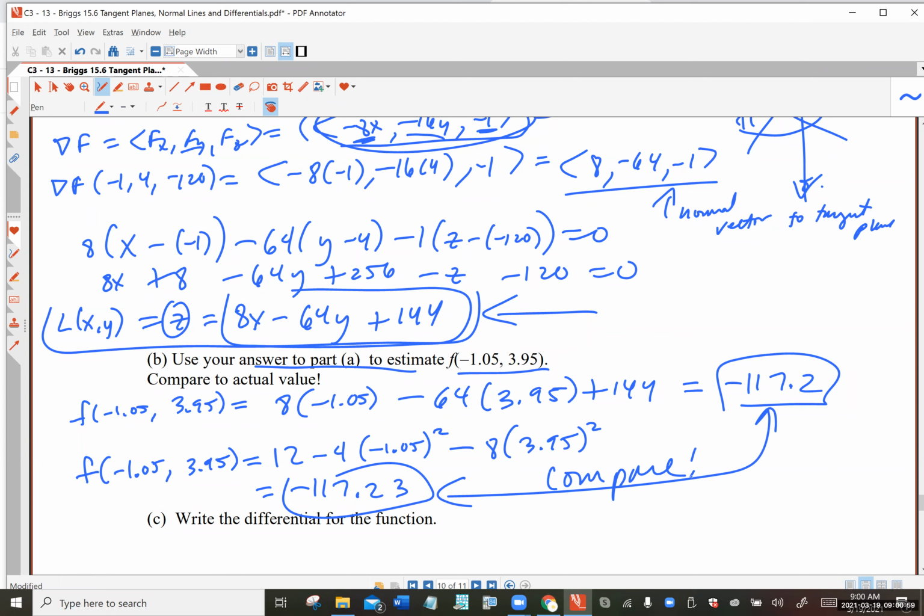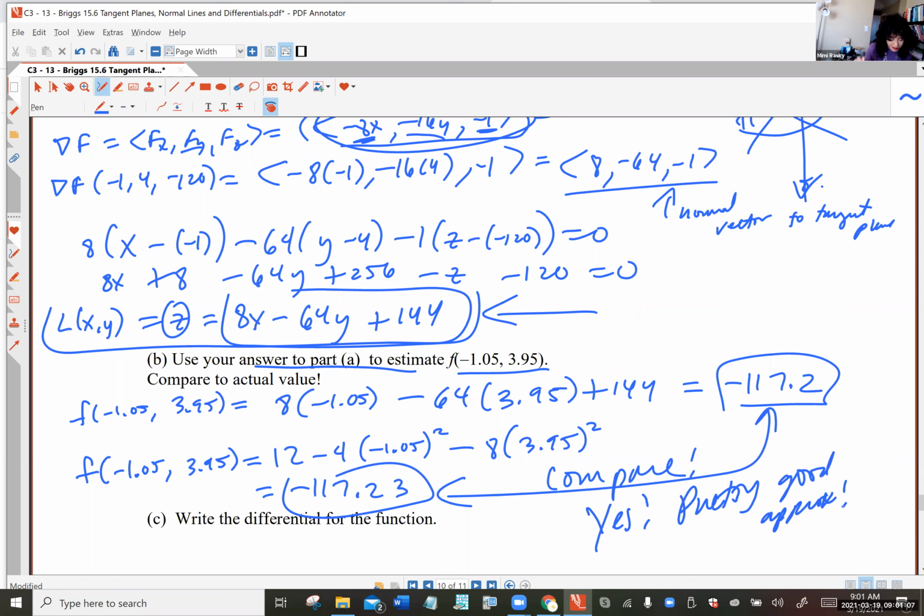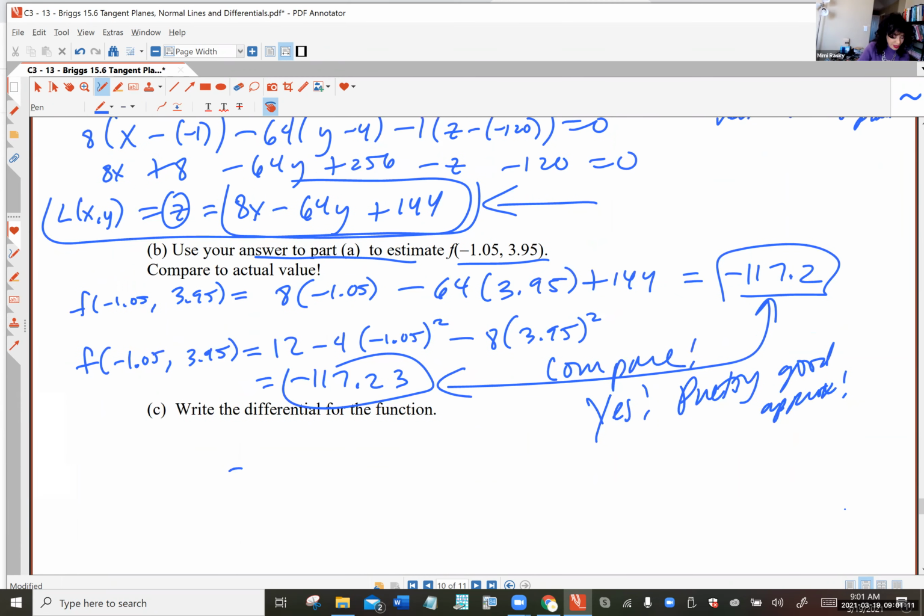Yeah, pretty good approximation. I'm thinking, hey, if you're only off by 300ths, can't beat it.